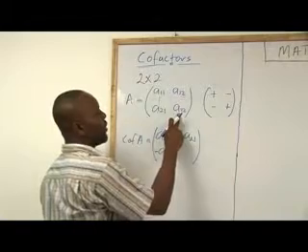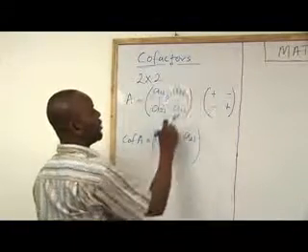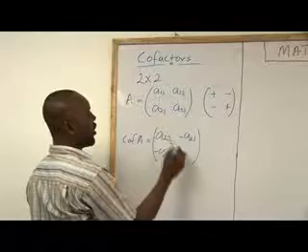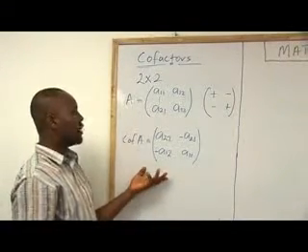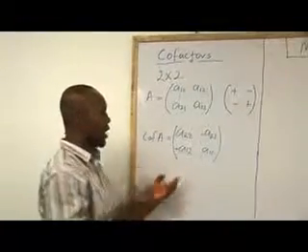Again, for element A22, rule out the column and then rule out the row. We have A11. And that's the cofactor of a 2 by 2 matrix. An example immediately.